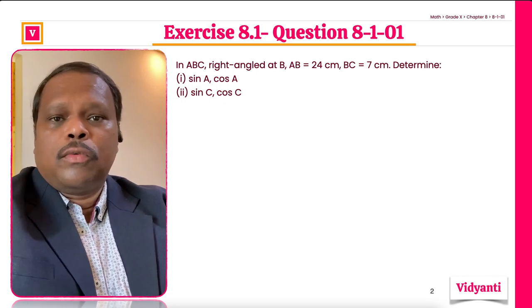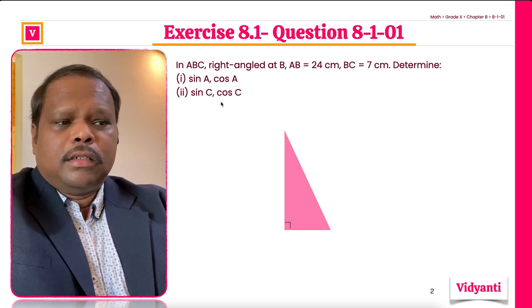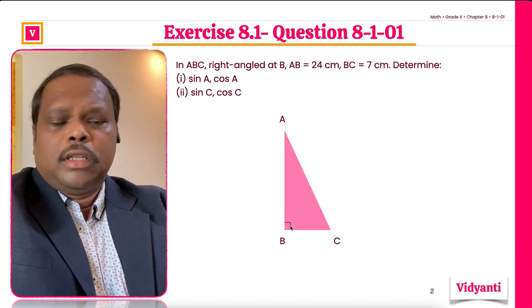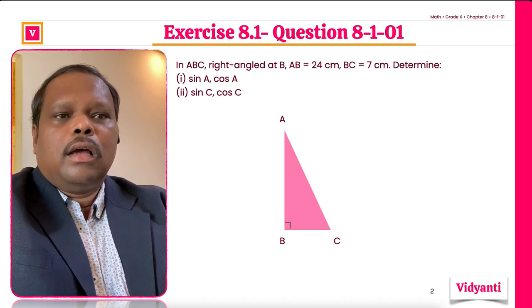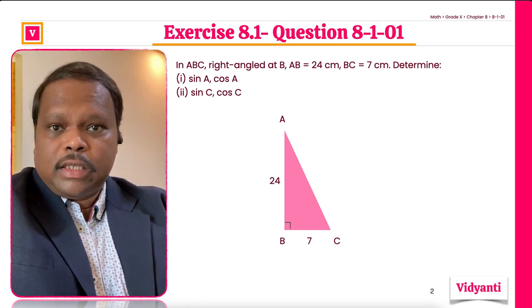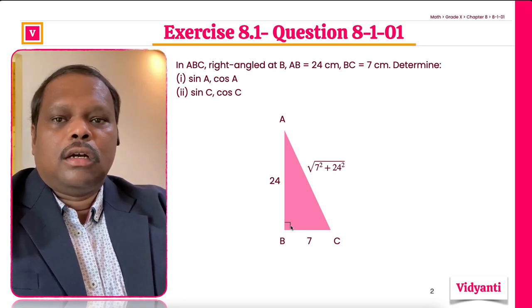So let's first draw a quick diagram. Let's say this is a right angled triangle at B, and we have been given the three vertices as A, B, C. Let's see what we exactly know. AB is 24 and BC is 7. And the first thing we have to do is to calculate the hypotenuse.